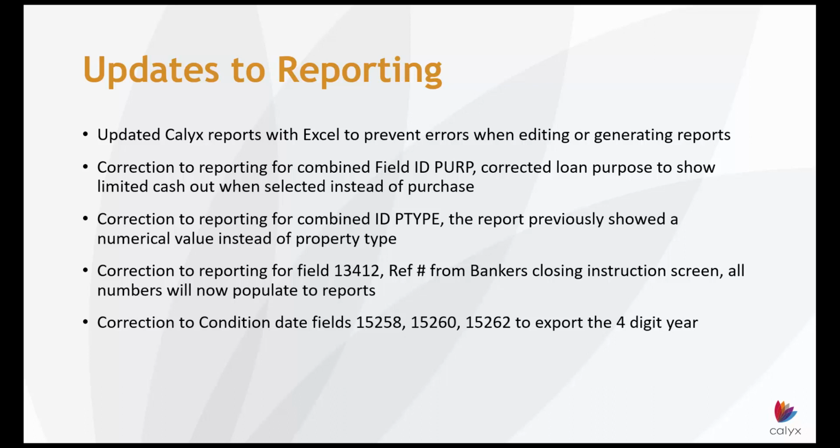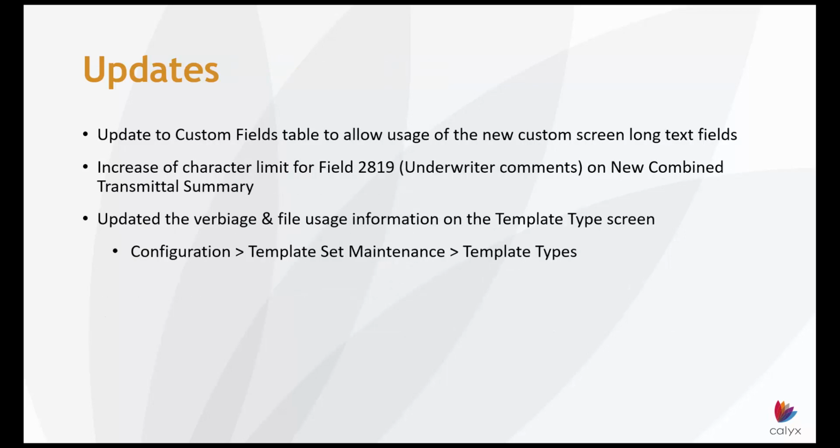And finally, for the reporting area, we have updated the condition date fields to export 4 digits for the year rather than 2. Some other updates that we have here is the custom fields. We've updated the table to allow the usage of the new custom screen with the text log feature that allows you to enter more characters.